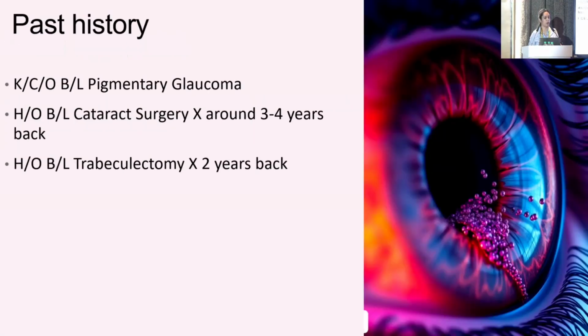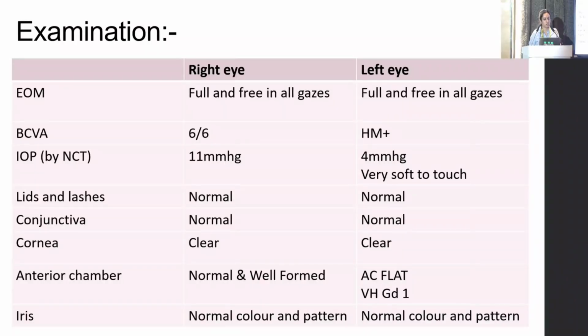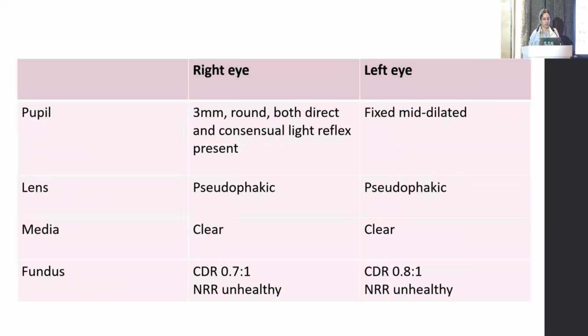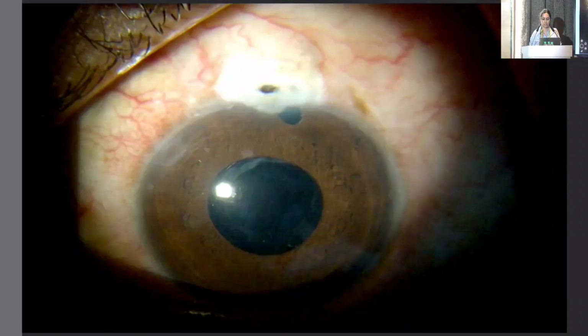She was a known case of bilateral pigmentary glaucoma, had bilateral cataract surgery and bilateral trabeculectomy in the past. The findings of the right eye were normal. In the left eye, the patient presented with hand movements vision, and the eye was very soft to touch. The intraocular pressure on examination was 4 mmHg, and the anterior chamber was flat. And obviously the pupil was fixed dilated.